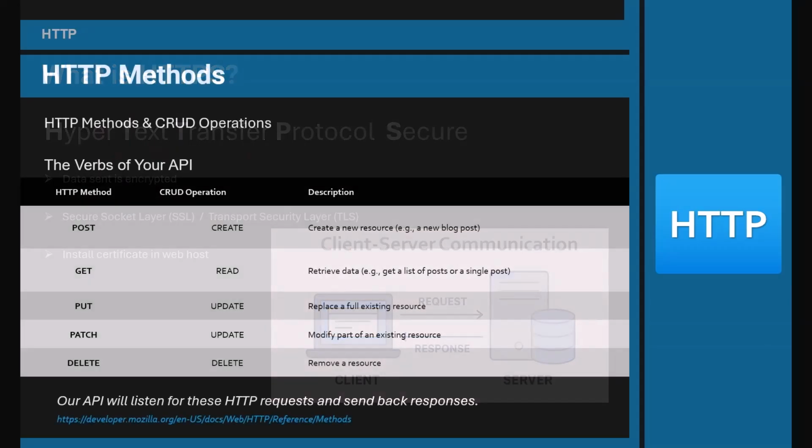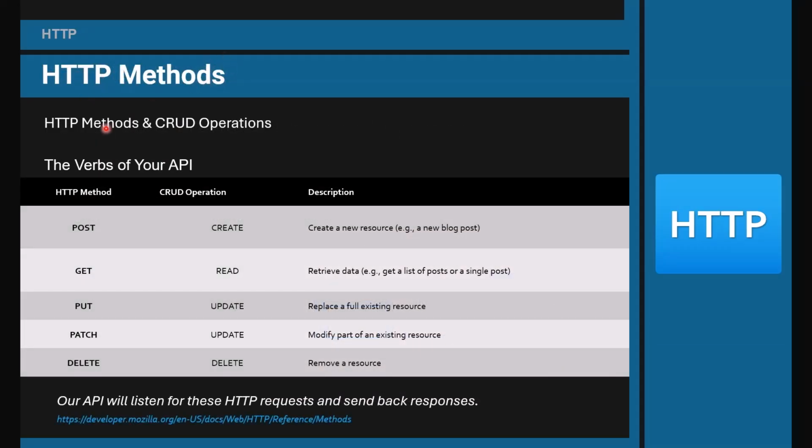All right. We also have HTTP methods. HTTP methods and CRUD operations: these are actually the verbs of your API. These are the HTTP methods and these are the CRUD equivalents. We have the HTTP method POST, and the equivalent is create. It allows you to create a new resource, for example, a new blog post. When you are making a post request, you want to send data to the server to create something. That means create. You are creating content.